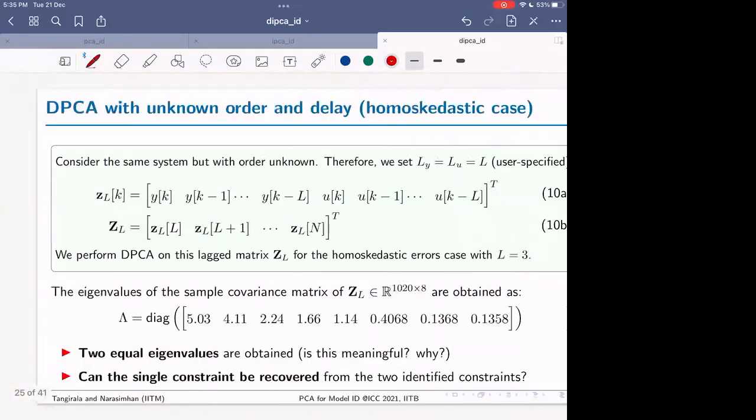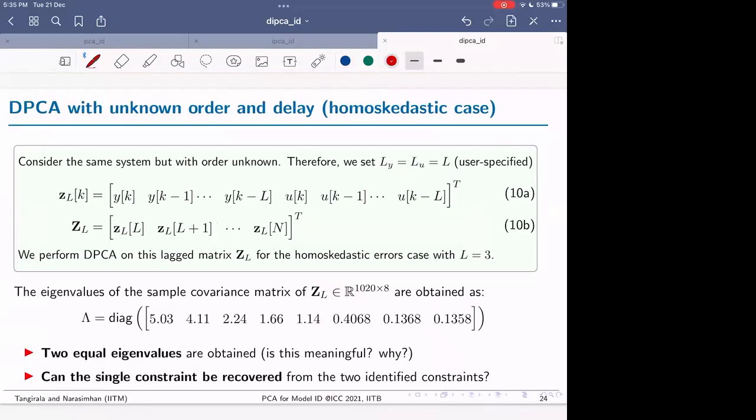Now the question is, yes, so we have realized that there are repeated constraints that are going to occur because I have stacked in excess. And why did I stack in excess? Because I didn't know the order. Can we recover the single constraint now? Any guesses? Anybody who wants to answer this? So can we recover the single constraint from the two identified constraints? So they should be linearly dependent or something.